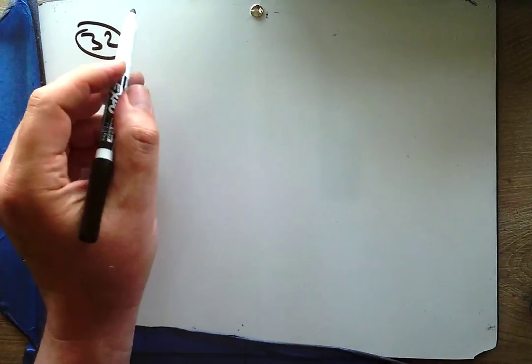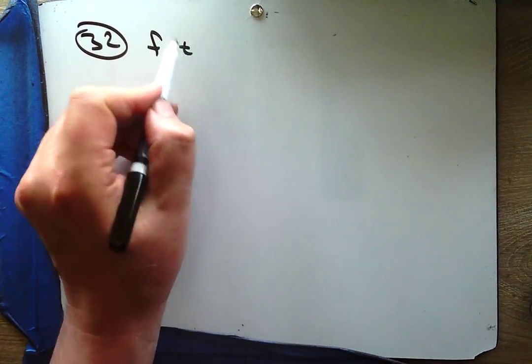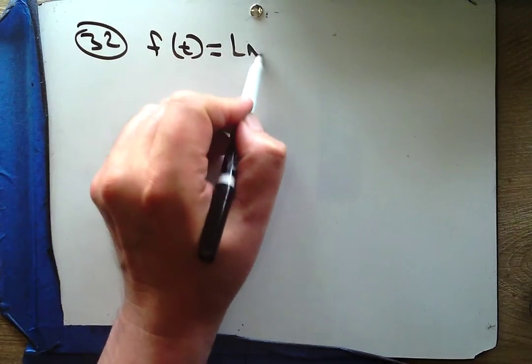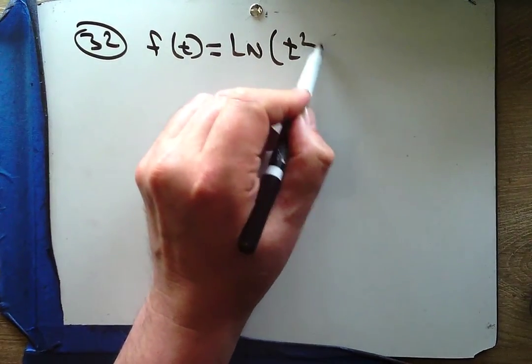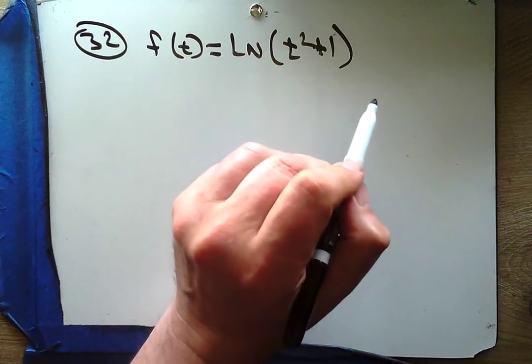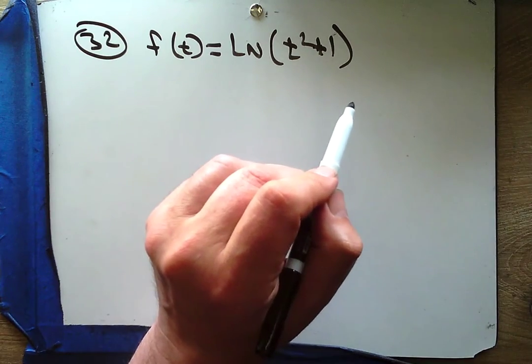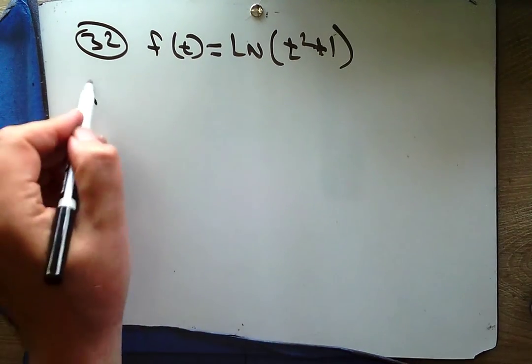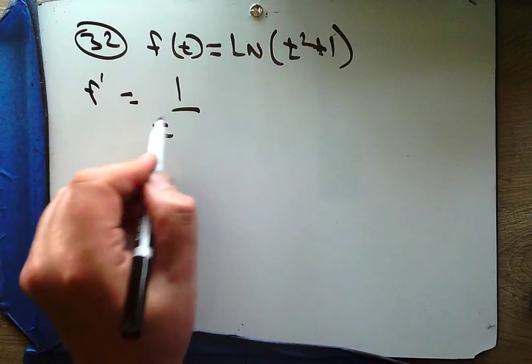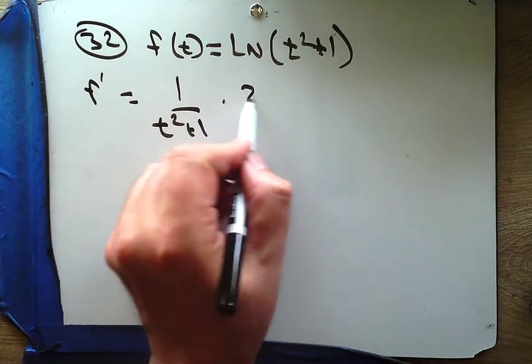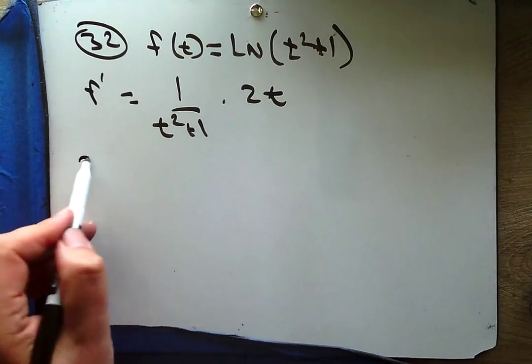32. Ooh, almost halfway done. 32 says that f of t equals the ln of t squared plus 1. And we're asked to find the derivative of the given function. All right, so f prime is 1 over t squared plus 1 times the derivative of stuff.